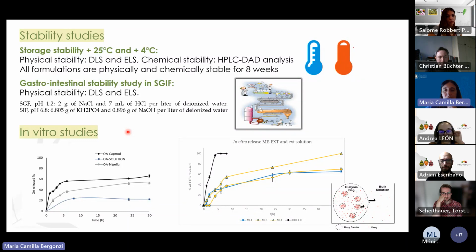Also, we considered the release of oleanolic acid and of the extract from the macroemulsions. I show you here 2 results about Campomol and Nigella oil. In this case, we obtain a prolonged release of oleanolic acid. The formulations improve the amount of oleanolic acid released from the formulation with respect to the solution. This is a saturated solution of oleanolic acid. Also, here are the results about the extract. In this case, the macroemulsion realizes a prolonged release of the extract with respect to the solutions.